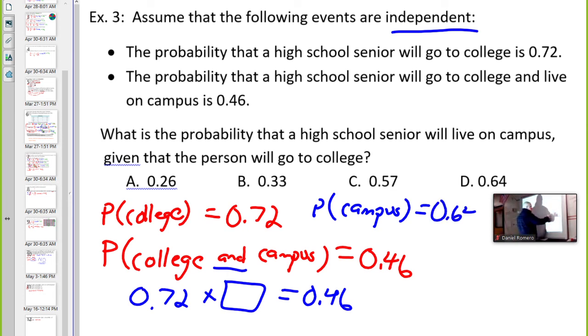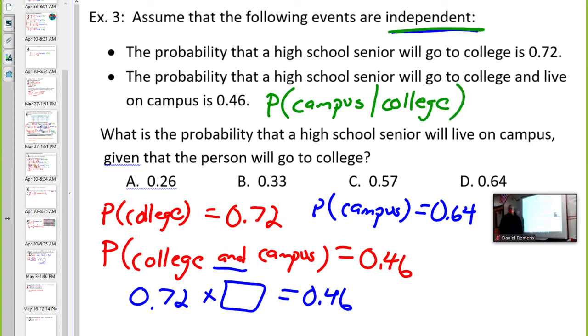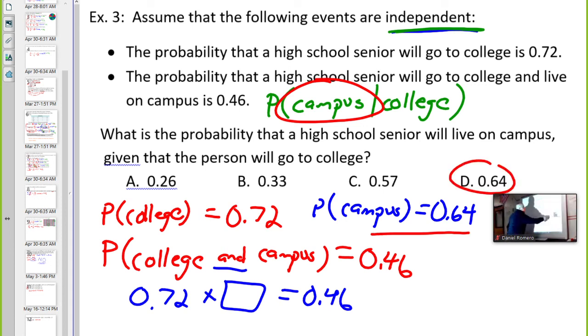But wait, there's more. The question doesn't ask just for the probability of campus. It's asking, what is the probability that they will live on campus, given that they already go to college? Because we know the events are independent, that conditional probability is going to be the same as whatever the first one was. So what ends up being the answer? It ends up being that 0.64 that we just found.